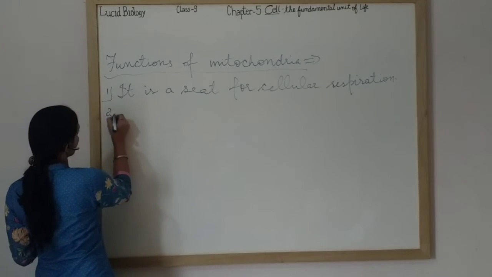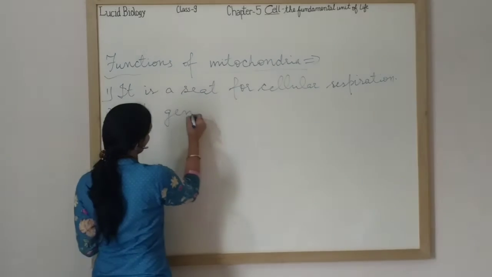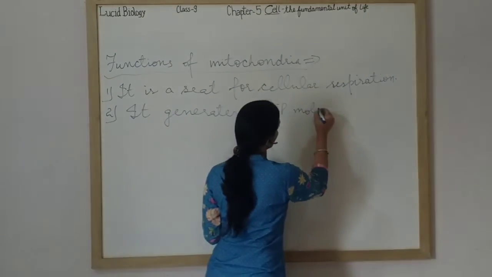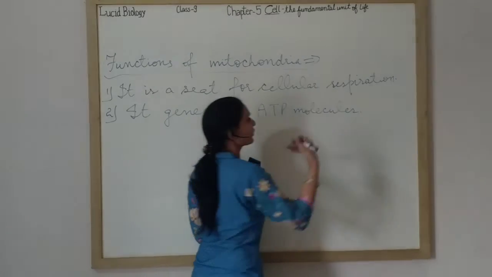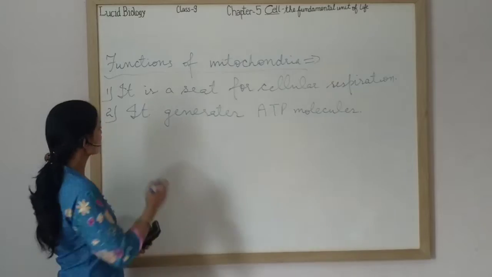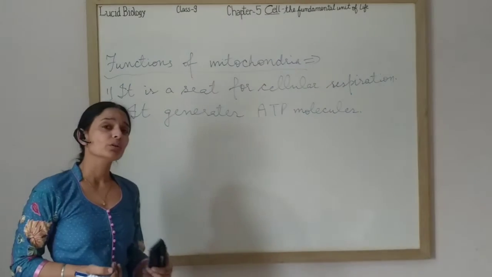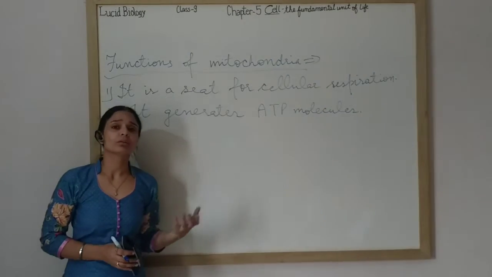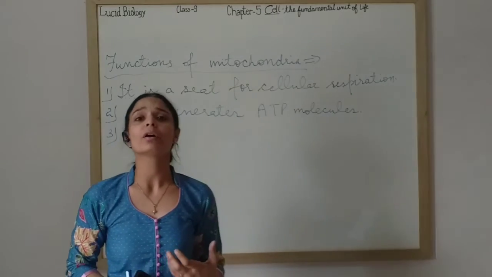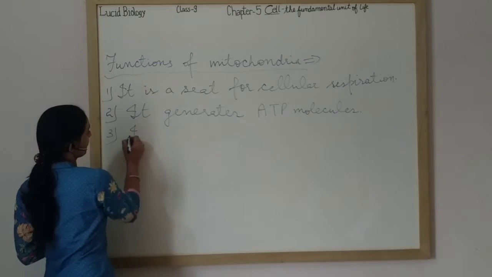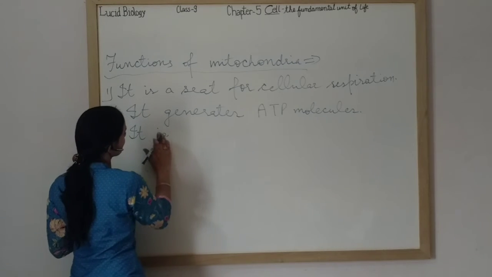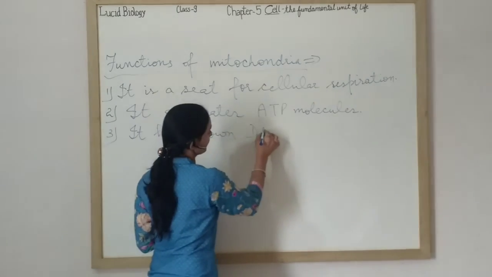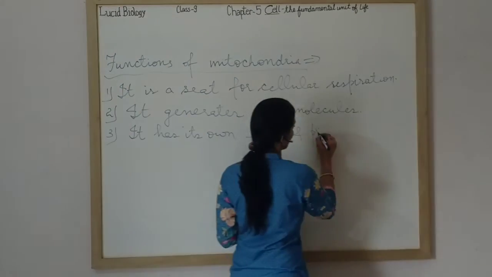So it generates ATP molecules for various activities to get carried on. Next, it has its own DNA and ribosomes. As it has its own ribosomes, it can make its own proteins. It can synthesize proteins required for itself. So next is, it is unique, or it has its own DNA, that is genetic material, and ribosomes.